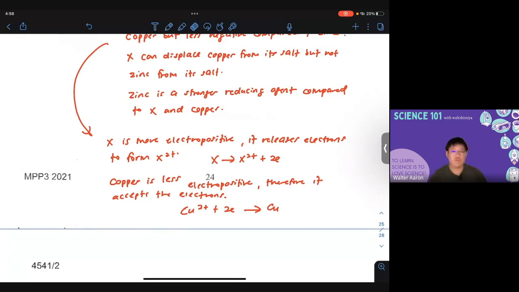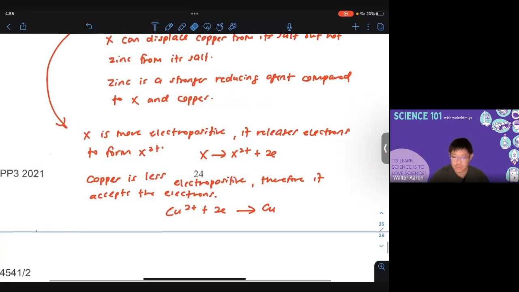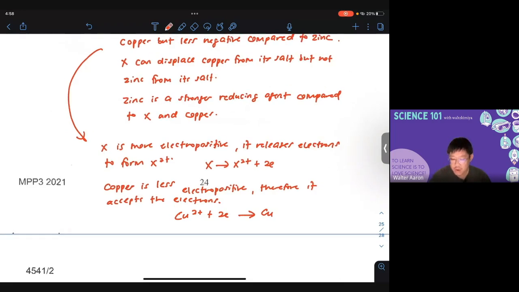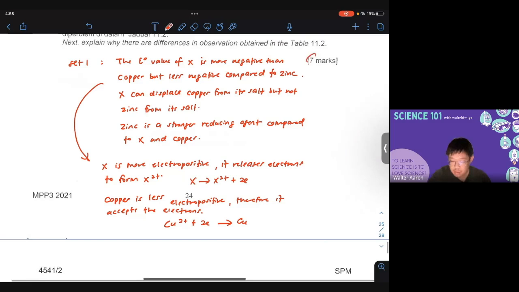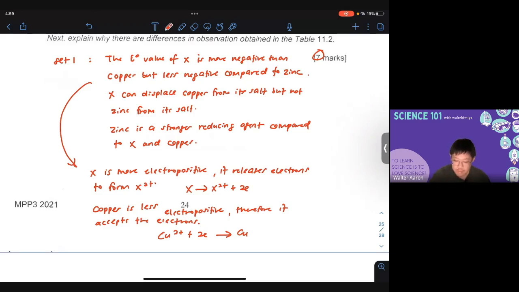So this is the new set of requirements that you don't put the negative sign for the electrons anymore. So we're going to leave it as 2e. Okay, so this is how you describe the whole experiment and the observations that you see. Once you explain everything in detail, you should be able to get 7 marks in total. In this case, do explain which one is more. You can also explain in terms of zinc being more electropositive compared to X, so it cannot displace it in terms of that.